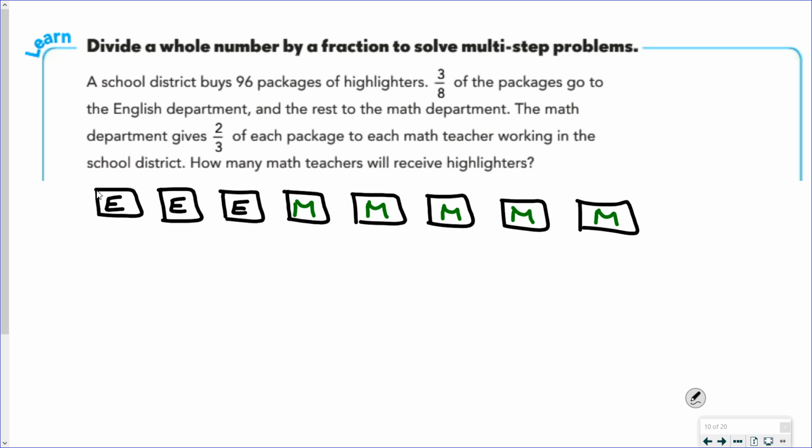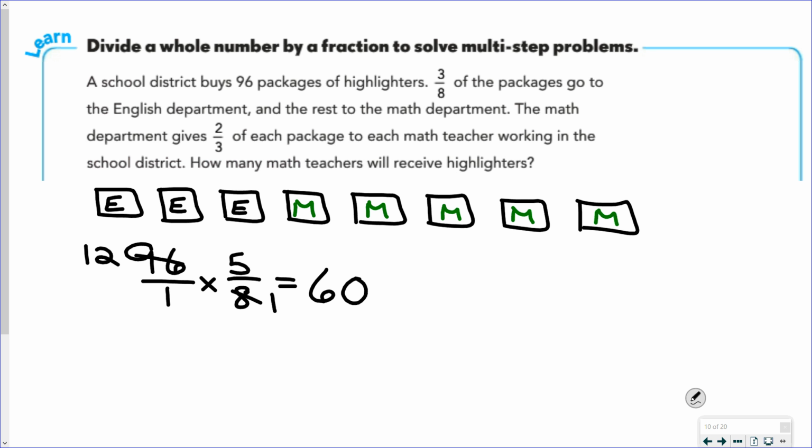Well, since we started with 96 highlighters, to figure out how many go to the math department, we know that 5/8 of the highlighters go to the math department. So to figure out how many that actually is, we take 96 times 5/8. And so we can divide both 8 and 96 by 8. 8 becomes 1, 96 becomes 12. 12 times 5 is 60. So we have 60 packages going to the math department.